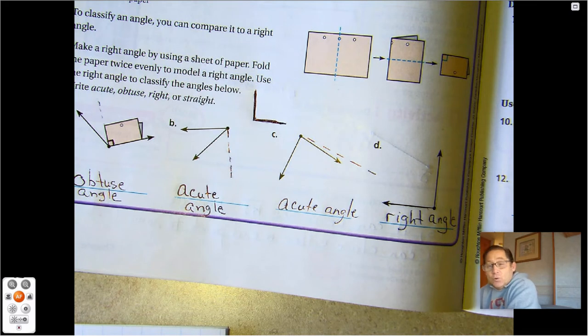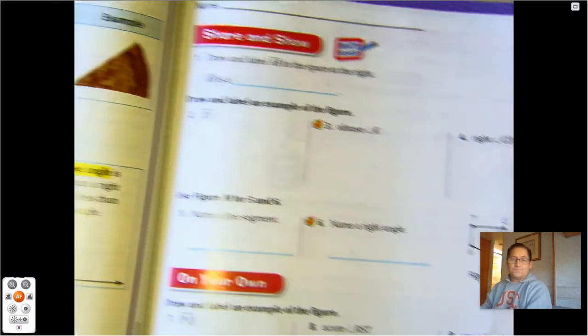The corner of a door is a right angle. So the corner of your laptop, those are right angles. The corner of a book page, right angles, and so on. Those are all things to keep in mind when you're comparing. All right, so let's go to page 401.